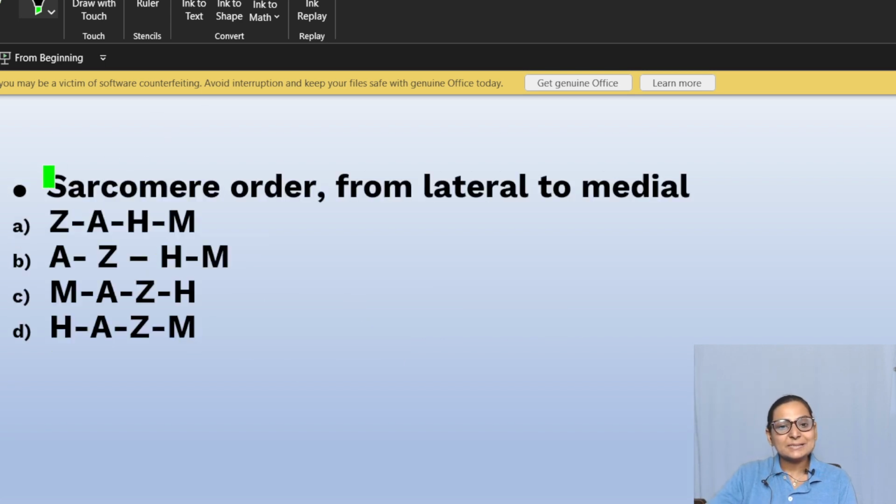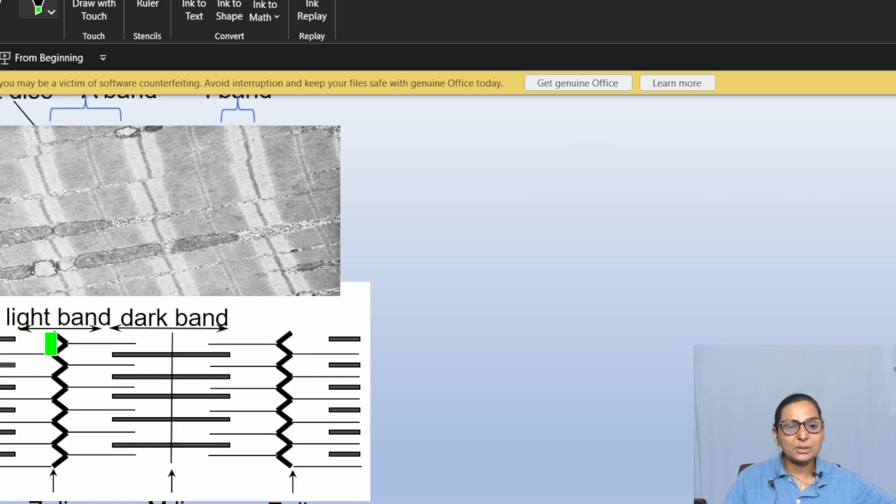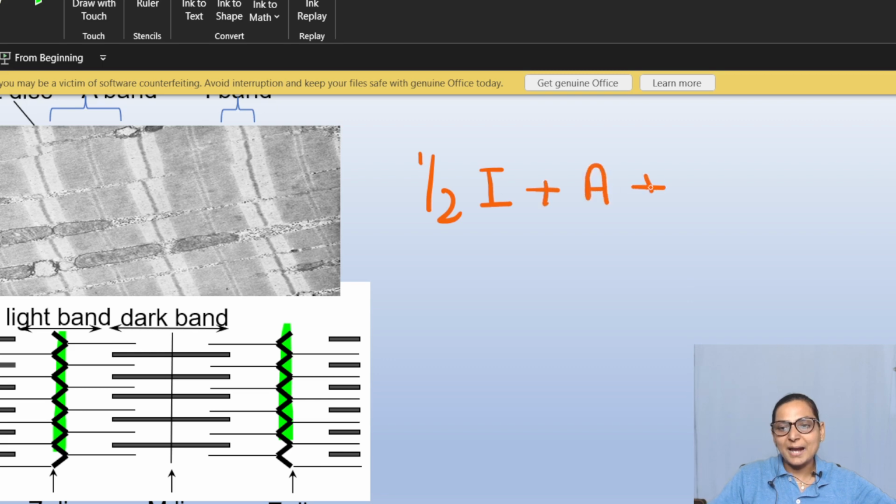Now, the sarcomere order from lateral to medial is ZAHM, AZHM, MAZH or HAZM. Now you know what a sarcomere is. So this is a sarcomere, which is actually the portion between two Z bands. The sarcomere is half I band plus A band plus half I band. That means on either side there is going to be half I band.